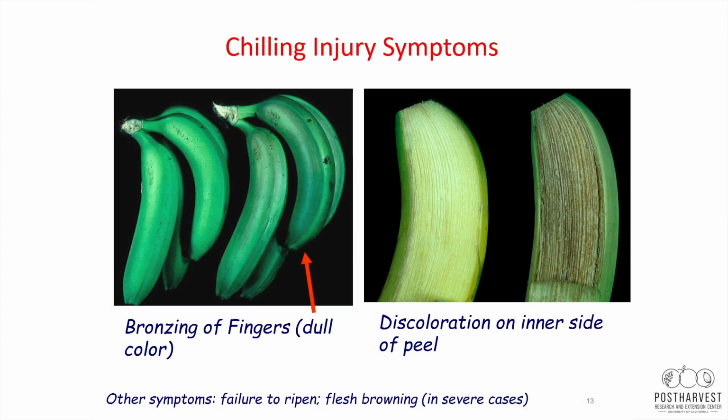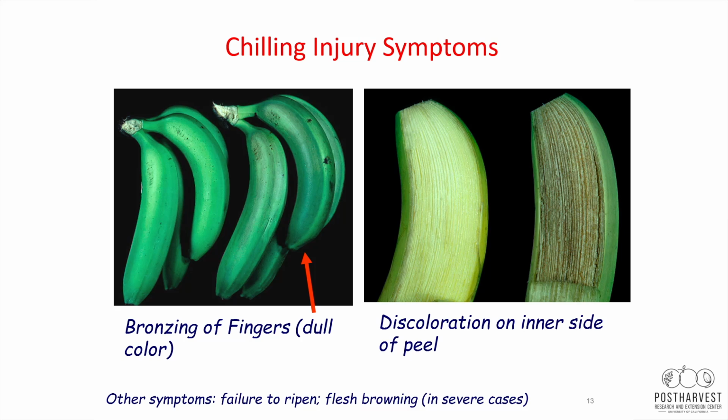And this is just another example. These are fruit that were held at a chilling temperature, and you can see that bronzing. I know that happens because a lot of times when I go to the grocery store, I buy a lot of bananas, but I don't buy bananas that are bronzed like that. The discoloration is actually occurring right below the peel. So if you peel away into the white part of the peel, you can see that the vascular bundles have turned brown.